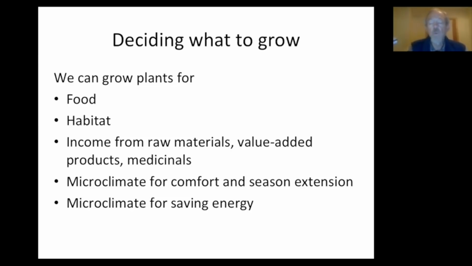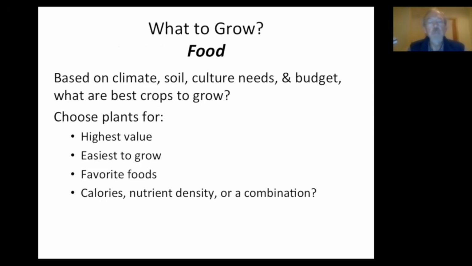And then, yeah, we will talk about microclimate, but how plants that can be grown and just whole landscaping designs that you can use to work with the microclimate in your yard. So those are some of the choices of things that you can grow. So let's dive in a little bit in what to grow.